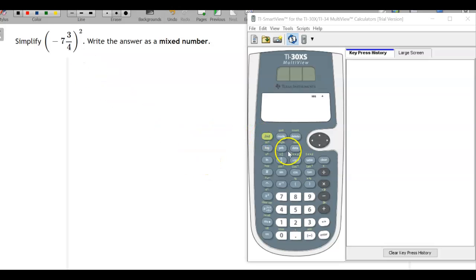So when we enter this fraction, we'll put parentheses first, then the negative sign, and this is the negative sign, not the subtraction key. That's different. Don't use a subtraction key when you're supposed to make a negative number.